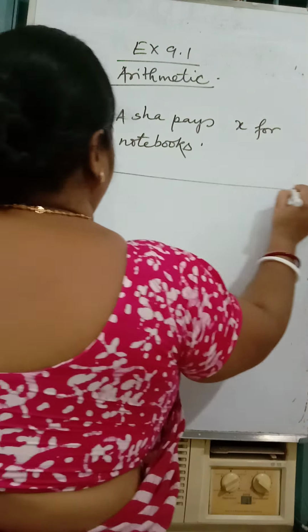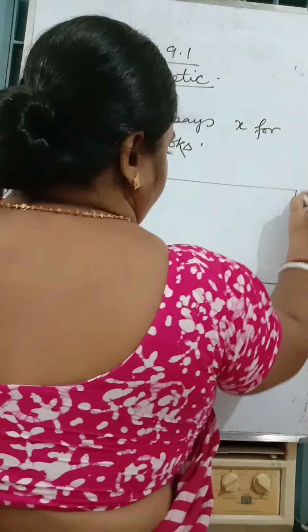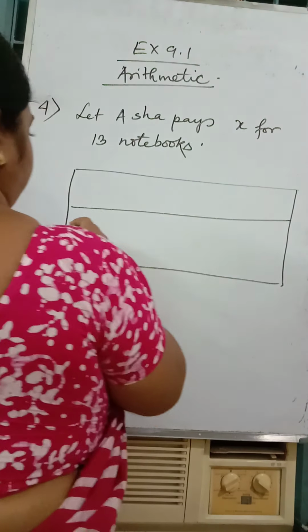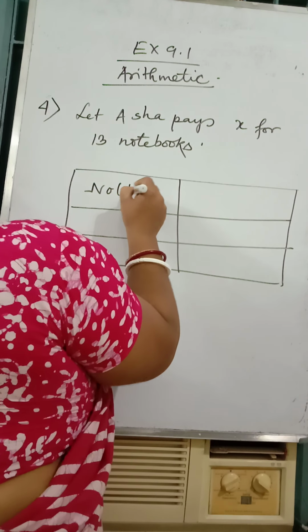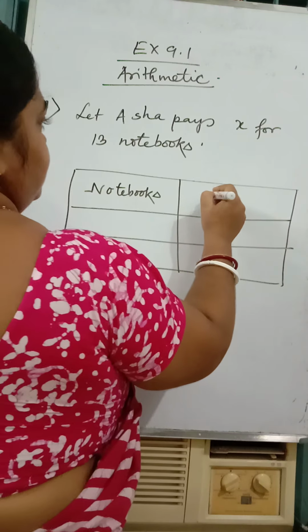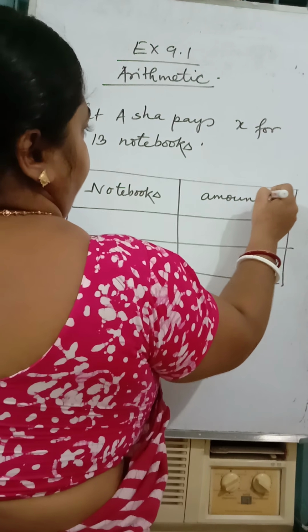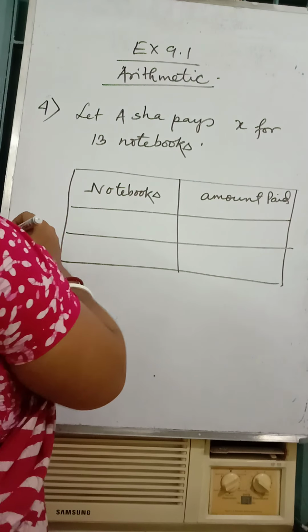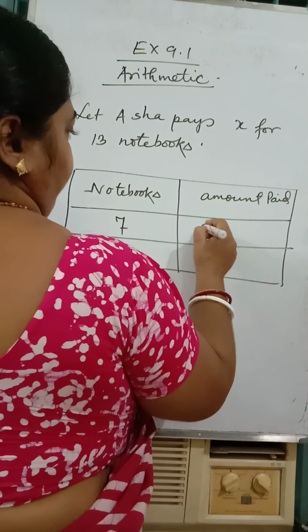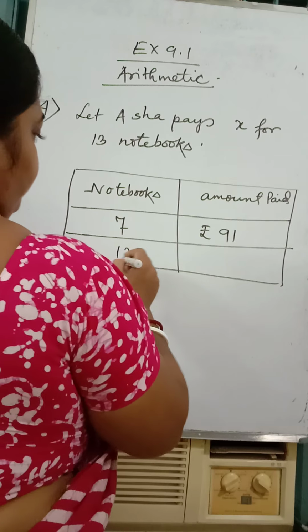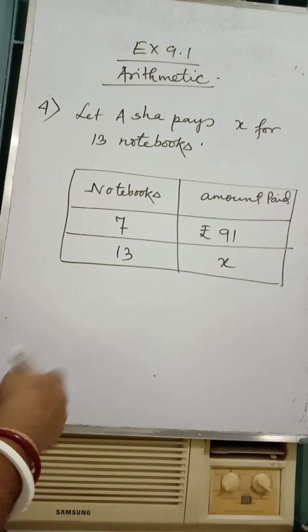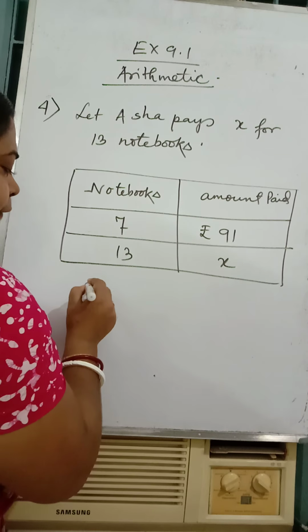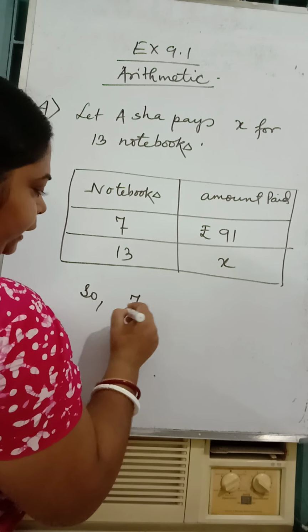Now here you have to make the box, my dear. It's simpler than the unitary method, isn't it? This notebook and this amount paid. Clear? The question says she has taken 7 notebooks, she paid ₹91. Now she has taken 13 notebooks, she is paying X. We can see the question is in direct variation. More notebooks, more she has to pay. So what can we write? Now how to write it and how to solve it?